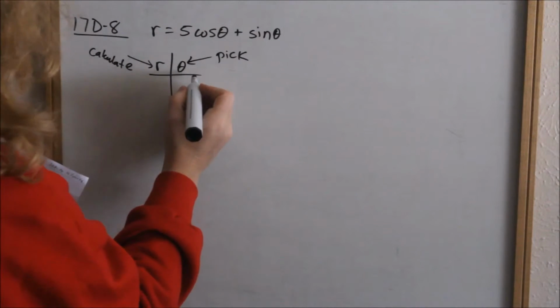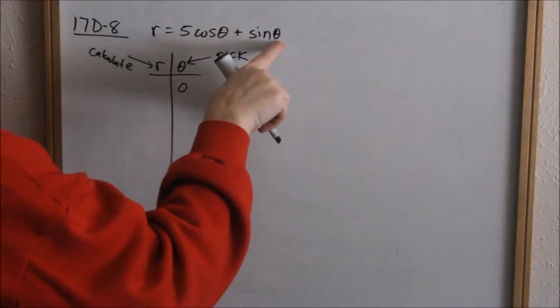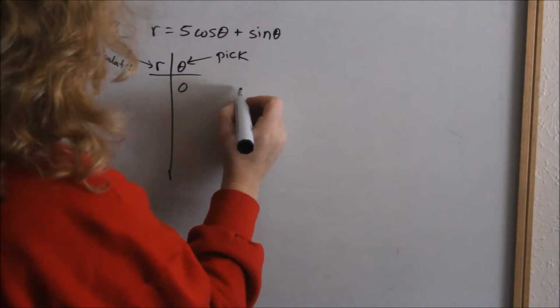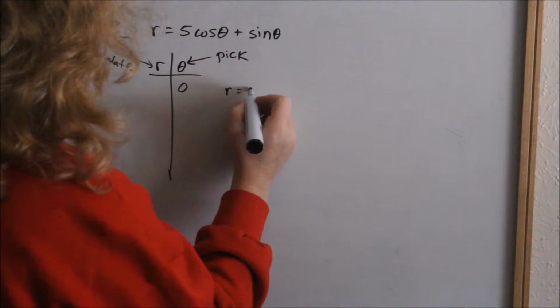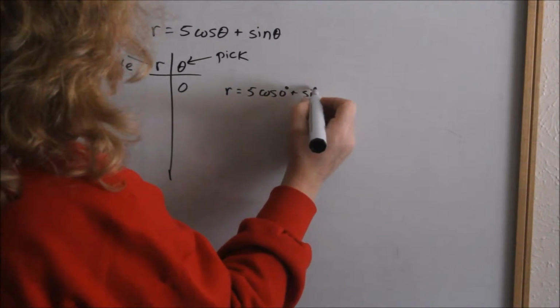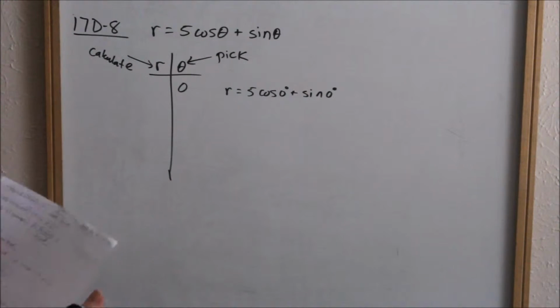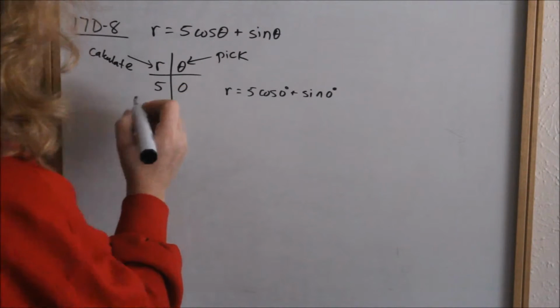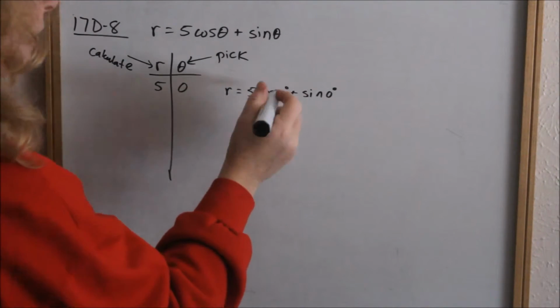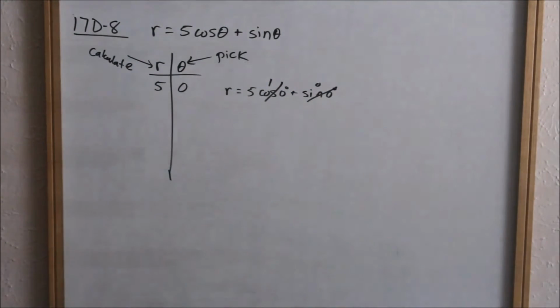So basically I'm going to pick 0. So I'm putting in 0 right here for theta. So essentially I have r equals 5 cosine of 0 degrees plus sine of 0 degrees. When you do all that, r comes out to be 5, because cosine of 0 degrees is 1 and sine of 0 degrees is 0.